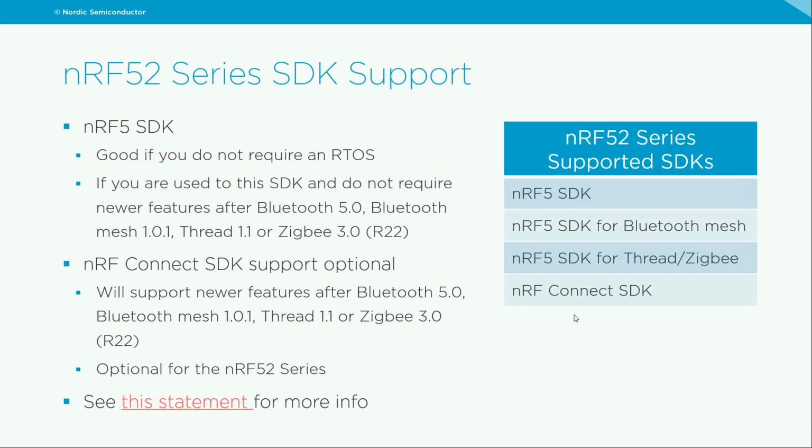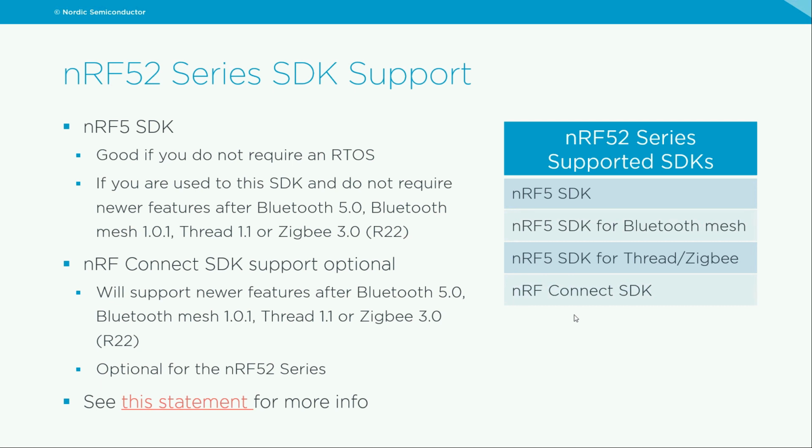For the nRF52 series, you do have the nRF5 SDK, which a lot of you might be familiar with. That is very good if you do not require a real-time operating system, and also if you're used to this SDK and don't require the newer features. Those are the features after Bluetooth 5, Bluetooth Mesh 1.0.1, Thread 1.1, or Zigbee 3.0 release 22.